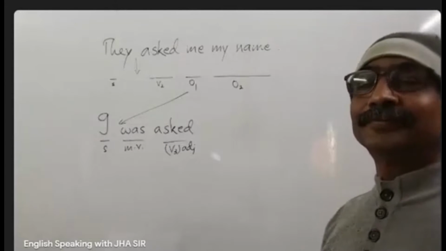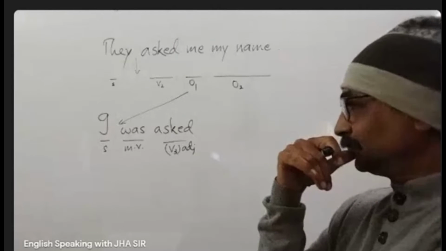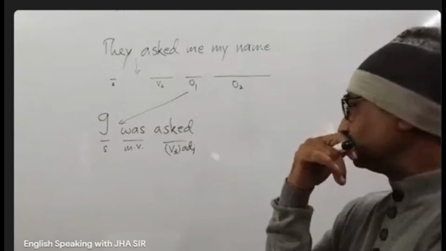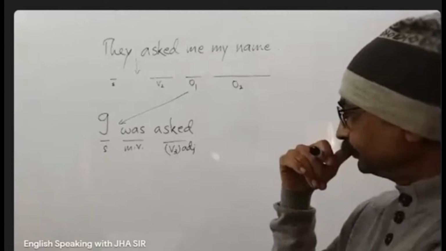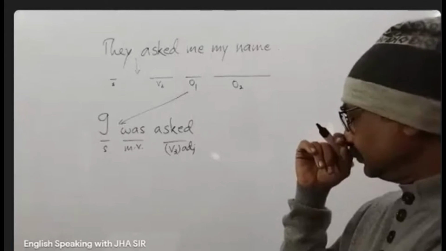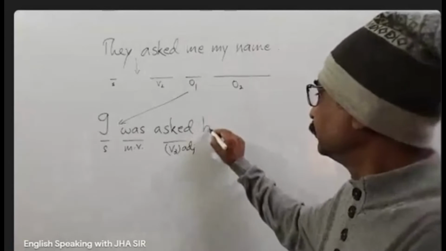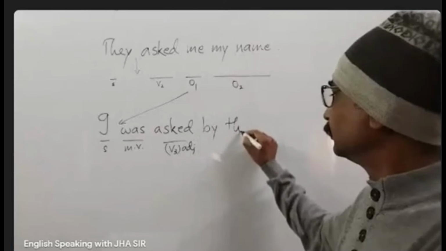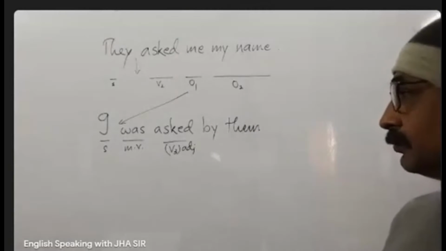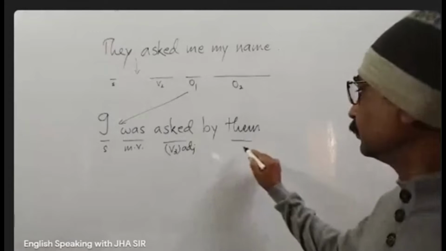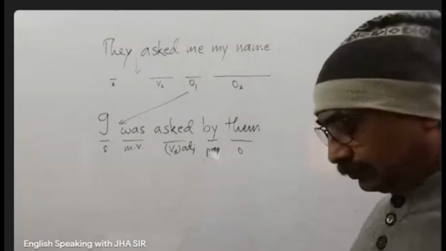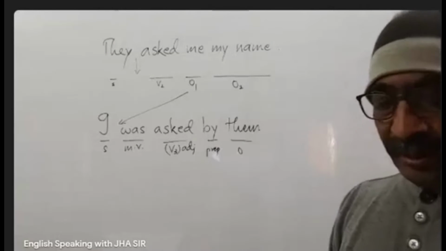Now, according to the last rule of passive voice, lastly we change the subject into the object with the help of by. So, by them. I was asked by them. Them is the object of they. I was asked by them.